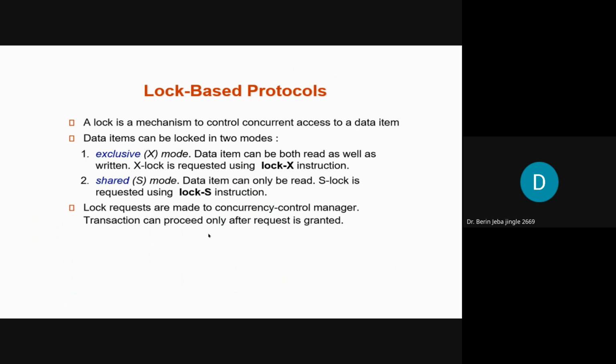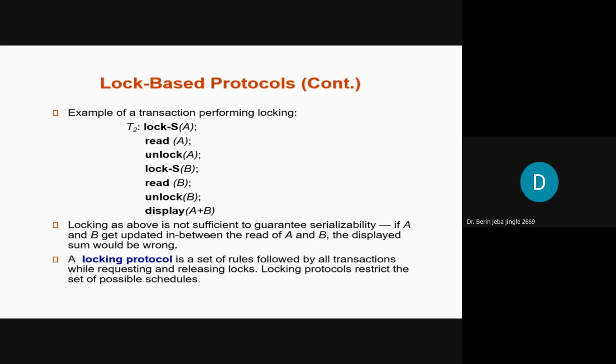These are the two modes in the lock-based protocol. We can see it using an example. This transaction performs locking. When we use lock S, only the read operation can be done. Now we are unlocking, and now we do lock S of B. Now we are reading B. Then unlock B, we add A plus B and get the result. In between, interleaved operations cannot be done. So this is the lock-based protocol.